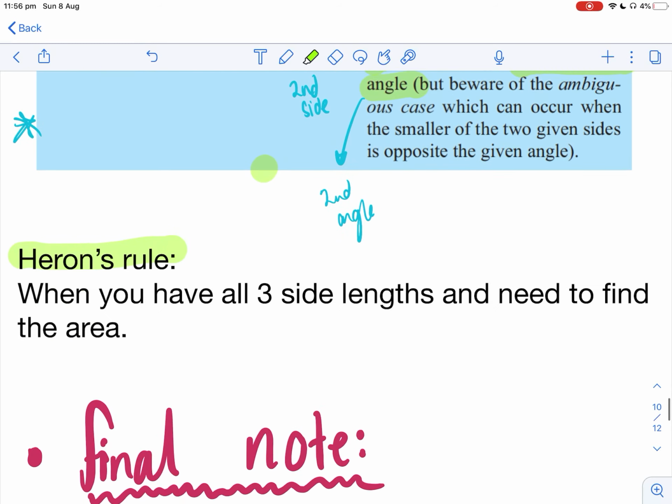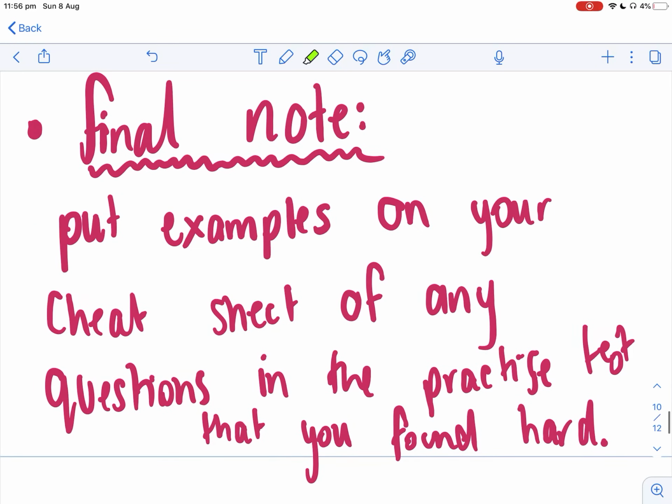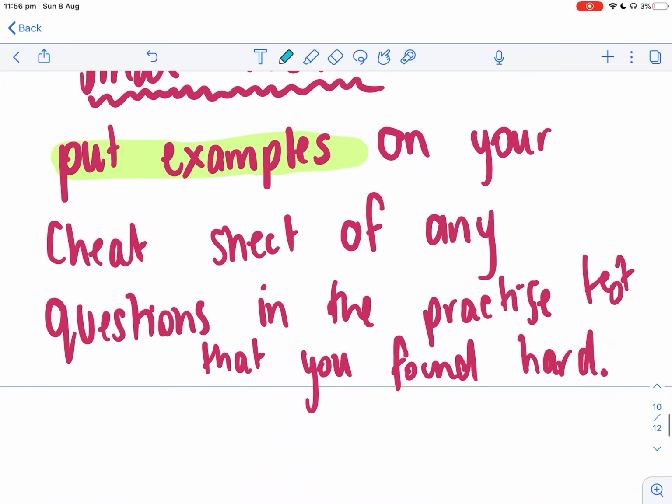Now, the last bit of information I'd give you for your cheat sheet. When you do your practice test, I would highlight and note any questions that you really struggled with and didn't know how to approach, and I would definitely prioritize putting examples of these on your cheat sheet. So if you really struggle with the sine rule, make sure you have one or two examples on your cheat sheet that you can refer to.